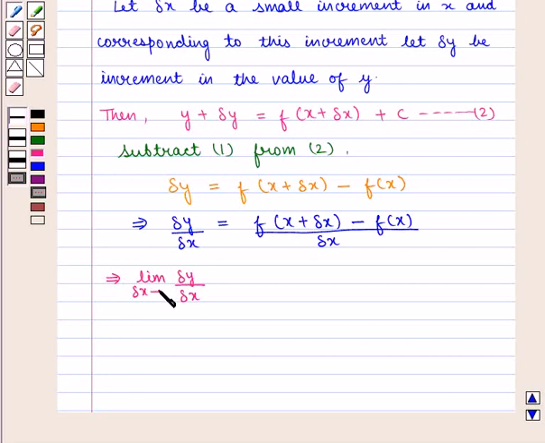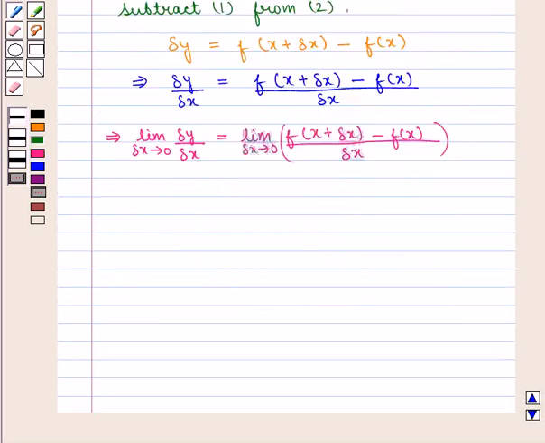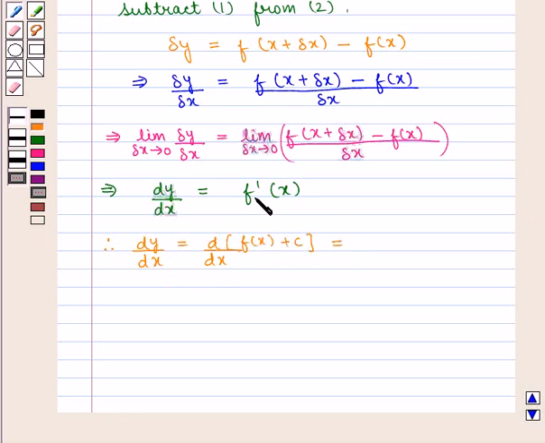Now taking the limits as delta x tends to 0, we have limit delta y by delta x as delta x tends to 0 is equal to limit f of x plus delta x minus f of x whole upon delta x as delta x tends to 0, and therefore we have limit delta y upon delta x as delta x tends to 0, which can be written as dy by dx is equal to limit f of x plus delta x minus f of x upon delta x as delta x tends to 0, which can be written as f dash of x. Therefore we have dy by dx, which is equal to d by dx of y, that is f of x plus c is equal to f dash of x, that can be written as d by dx of f of x.